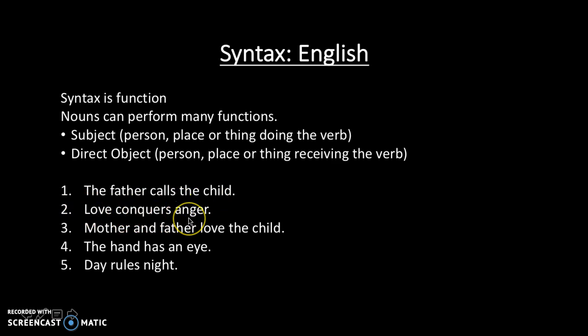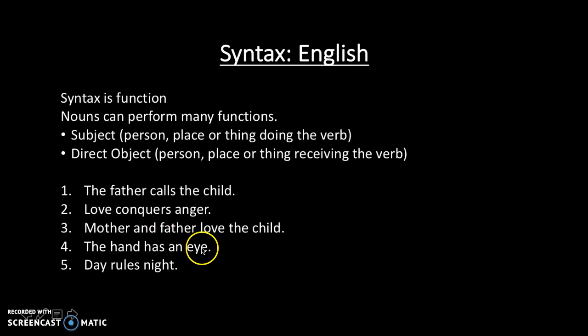Number 2, love conquers anger. The verb is conquers. Love is the one doing the conquering, so it's the subject. Anger is the one being conquered, so it is the direct object. Number 3, mother and father love the child. Love is the verb. Mother and father are together the subject because they're the ones doing the loving. The child is the direct object because it's the one being loved.